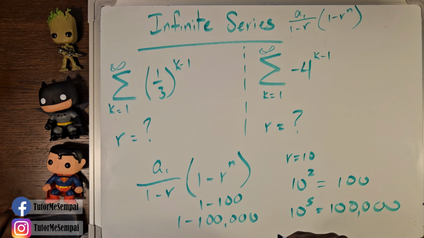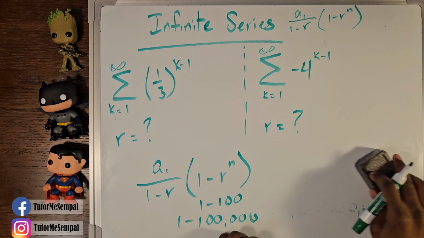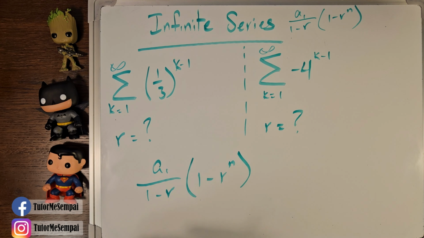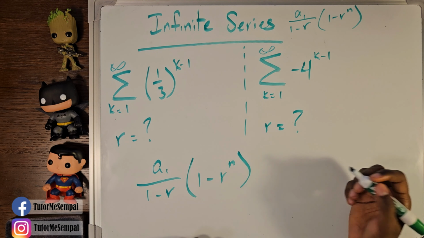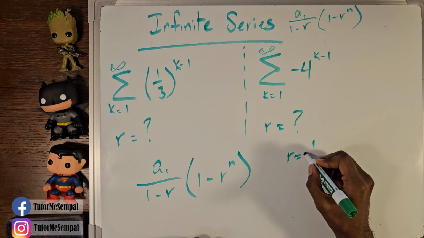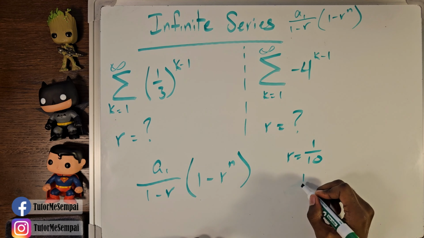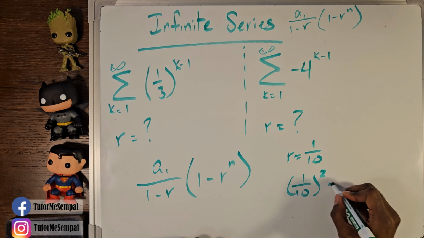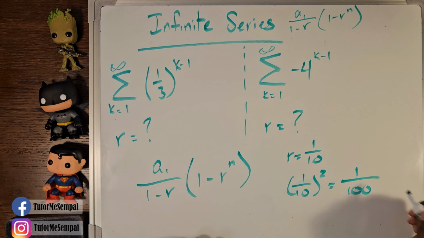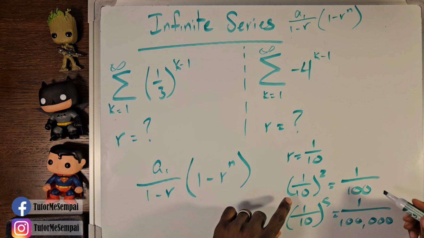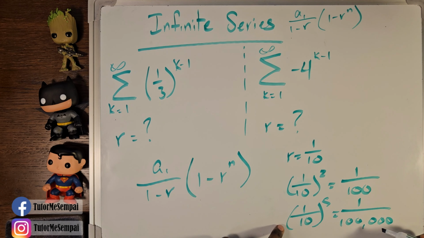Well, not all fractions, but certain fractions, when you're going to increase their power, they actually end up getting smaller. So let's say we have, instead of 10, let's say our r was 1 over 10. So the same thing applies. So we have 1 over 10 squared is going to give you 1 over 100. And we have 1 over 10 to the fifth is going to give you 1 over 100,000. Notice that this is getting much and much smaller.